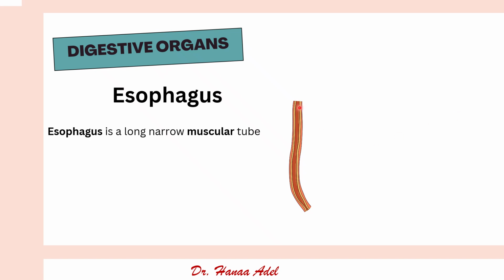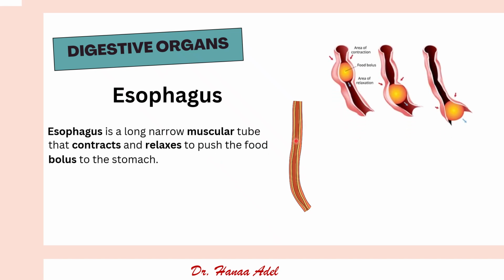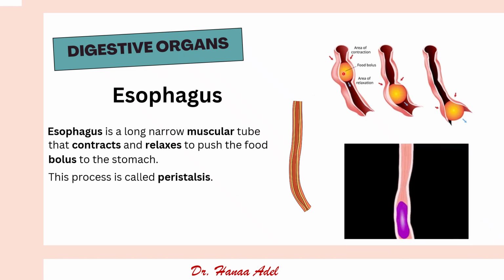So what is the esophagus? The esophagus is a long, narrow muscular tube that contracts and relaxes to push this bolus to the stomach. The contraction and relaxation of the muscular wall of the esophagus is called peristalsis. Again, what is peristalsis? It is the contraction and relaxation of the muscular wall of the esophagus to push the bolus down to reach the stomach.